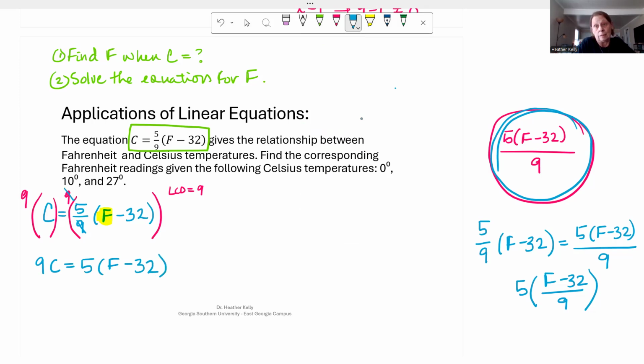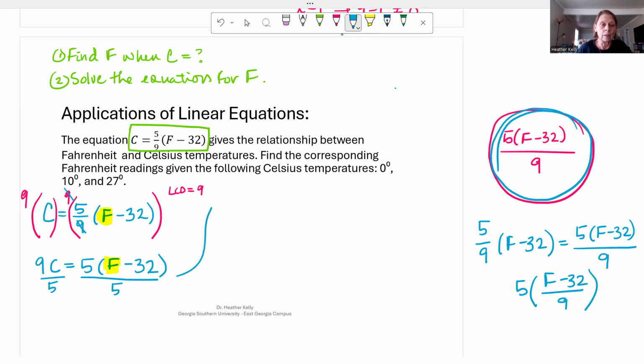Now, also in those directions was to get rid of parentheses, but I need you to take notice here that the operation going on between 5 and F minus 32 is multiplication. So since we're just trying to get F by itself, I am actually going to divide both sides by 5.